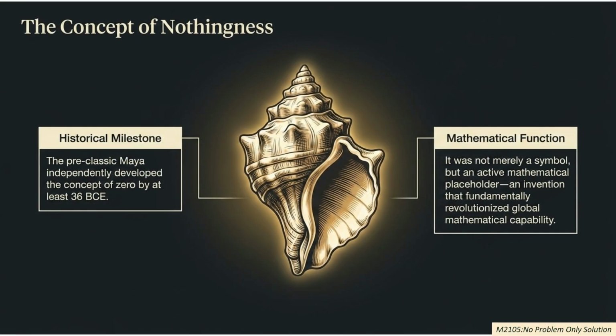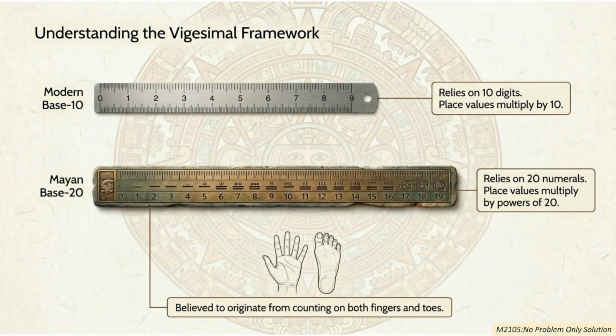The Maya independently developed the concept of zero by at least 36 BCE. It served as an active mathematical placeholder, revolutionizing their numerical capabilities. Unlike our base 10 system, the Mayan system is Vigesimal, or BASE-20. This is believed to originate from counting both fingers and toes.